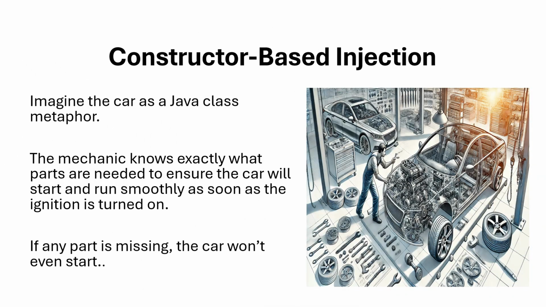Imagine a car as a Java class. To function properly, the car needs all its essential parts, like the engine, tires, and battery. The mechanic, who represents the constructor in Java, knows exactly what parts are required to ensure the car can start and run smoothly. If even one critical part is missing, say the engine or the battery, the car won't start at all. Similarly, in Java, a constructor ensures that all mandatory fields of a class are properly initialized before the object can be used. Without these fields, the object, like the car, simply won't work.